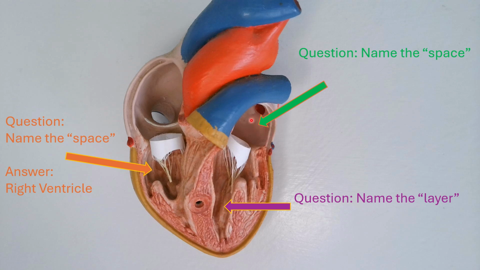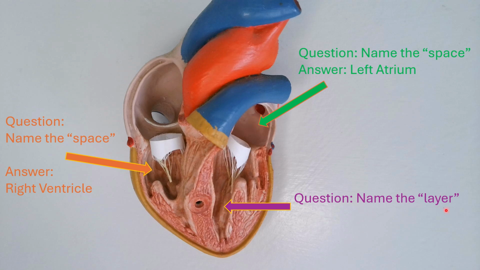Up here, name that space again. Note that the walls are thinner, so this is technically an atrium. This one is the left atrium. It's opposite to the right atrium. It's on the same side as the apex. We have the left atrium.